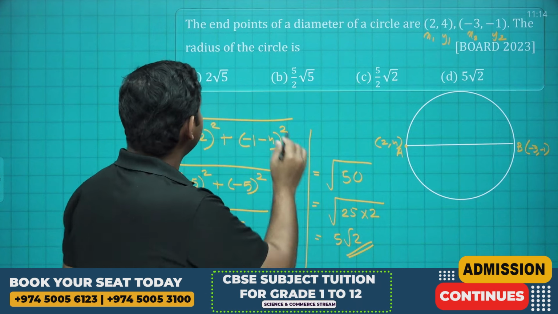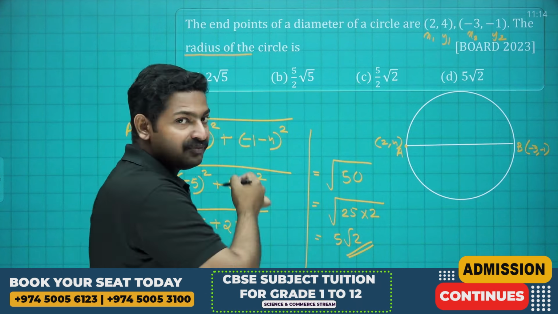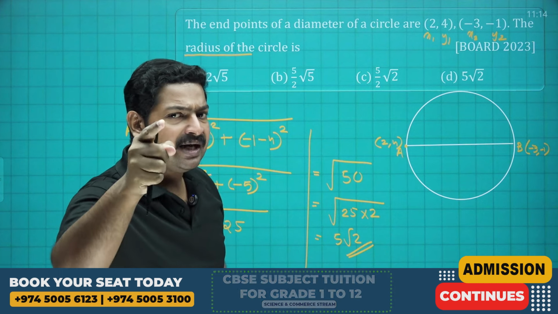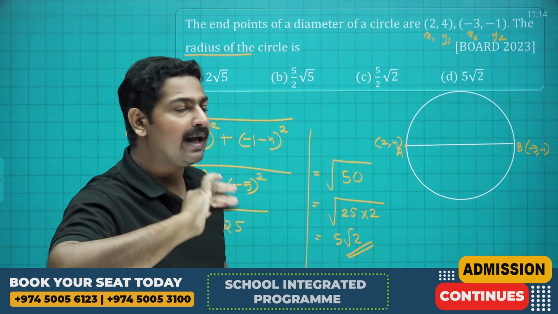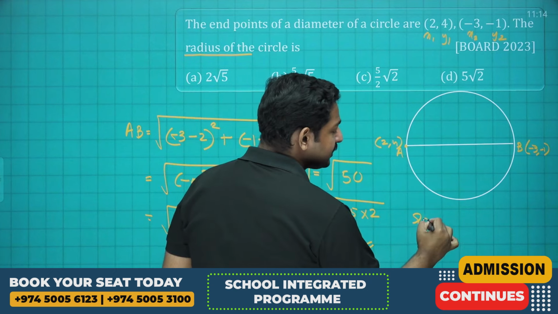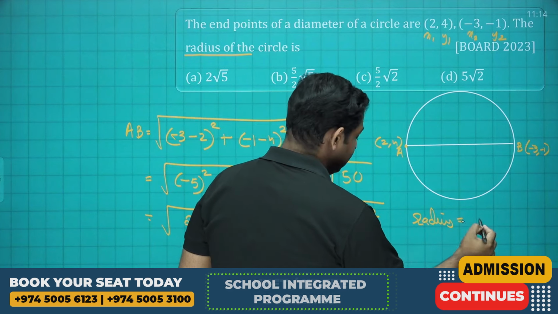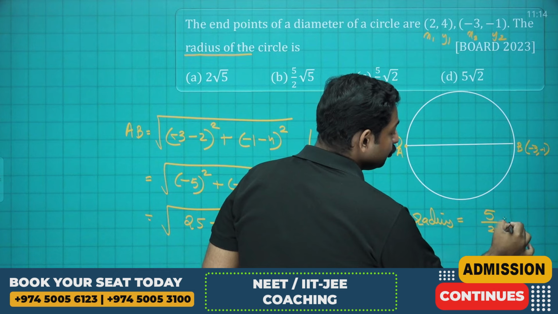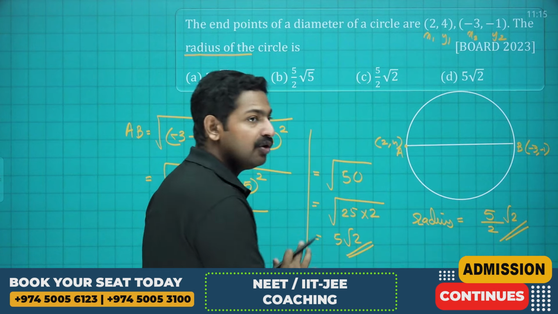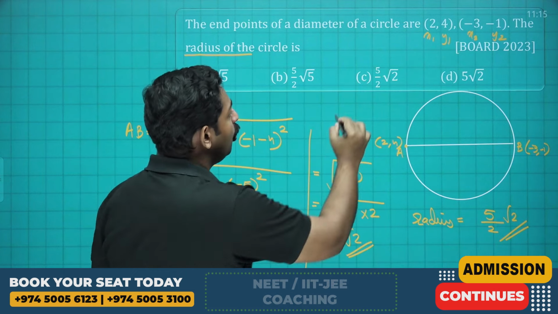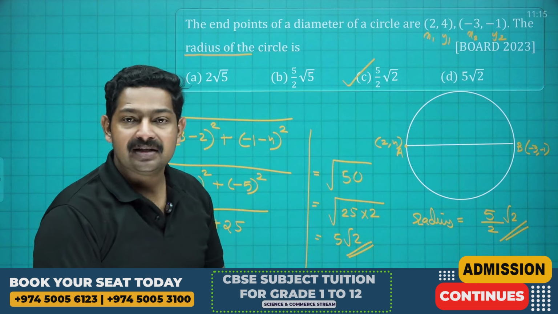What is the question? We need to find the length of the radius of the circle. The length of the radius will be half of the diameter. Therefore, radius is equal to 5 by 2 root 2, the half of the length of the diameter. So which is the correct answer? Option C is the correct answer.